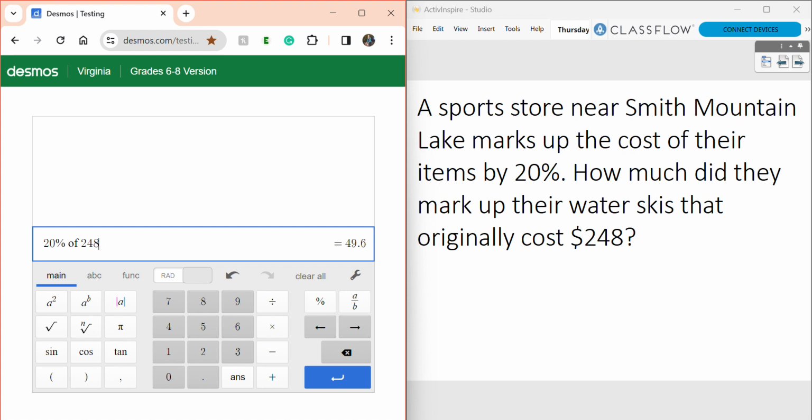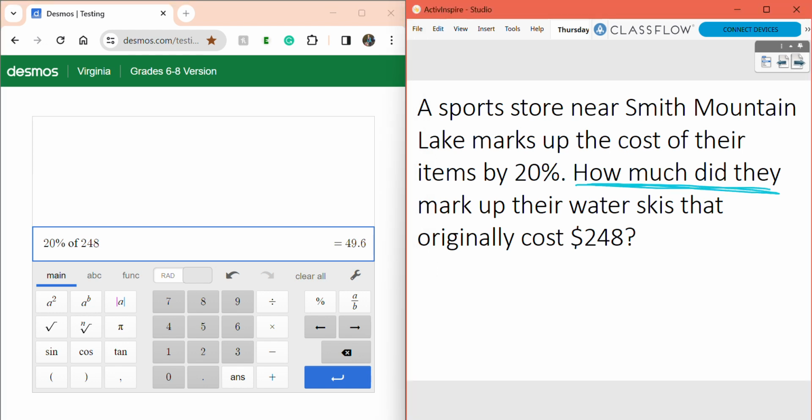So I know I'm going to start just like the last one by putting the percent and the original amount in Desmos. Markup is a little bit tougher than tax and tips, so we have to read that question very carefully. How much did they mark up their water skis? It doesn't say anything about the new price or how much they're selling it for. They just want to know how much the price is increasing. So I actually can stop right there. My answer is $49.60.